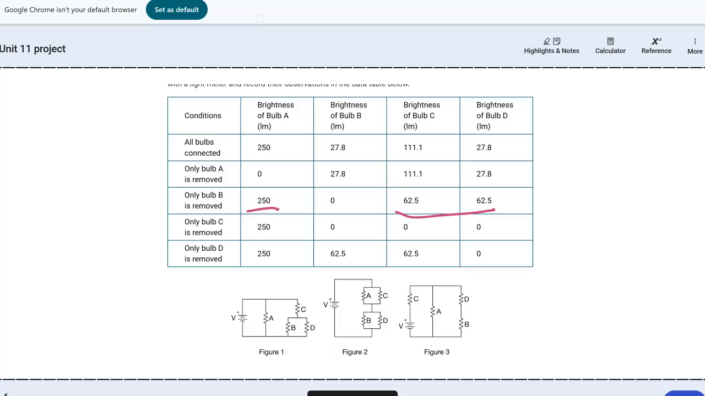When bulb B is removed, our brightness of bulb A will remain unchanged. And then your brightness of C and D will both decrease, because B was in parallel with D. So you remove B, then C and D become in series with each other, and the brightness of both will decrease. Okay.